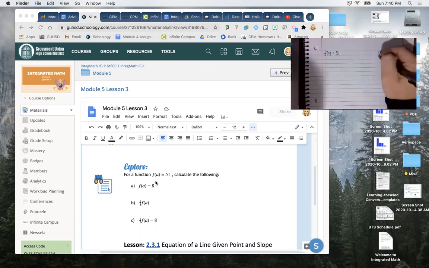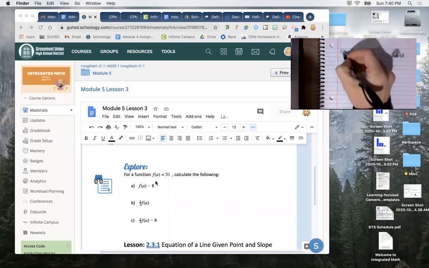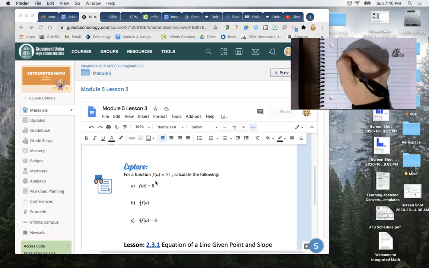So for this first one, if I had that, I would have f of a minus 8, and I would plug in 3 wherever there is an a. But this one's a little bit different. Okay, so I wanted to go over that first. In this one, we're seeing that f of a is 51. It equals 51. So this ends up just being a substitution problem.